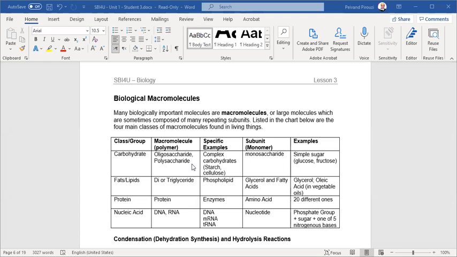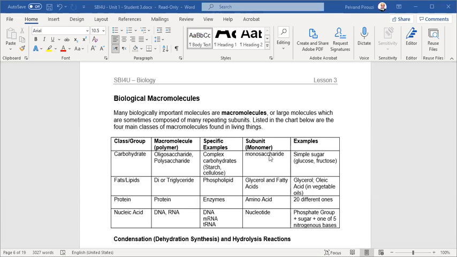And here we can again talk about simple sugars like glucose, like fructose, which is the sugar that you can find in fruits. We can also then, for another class of macromolecules, talk about the fats and lipids. Here we have di- and triglycerides, and the specific example are phospholipids. These are molecules that are making the cell membrane. All of the cell membranes that we have in our body are made of these units of phospholipids.